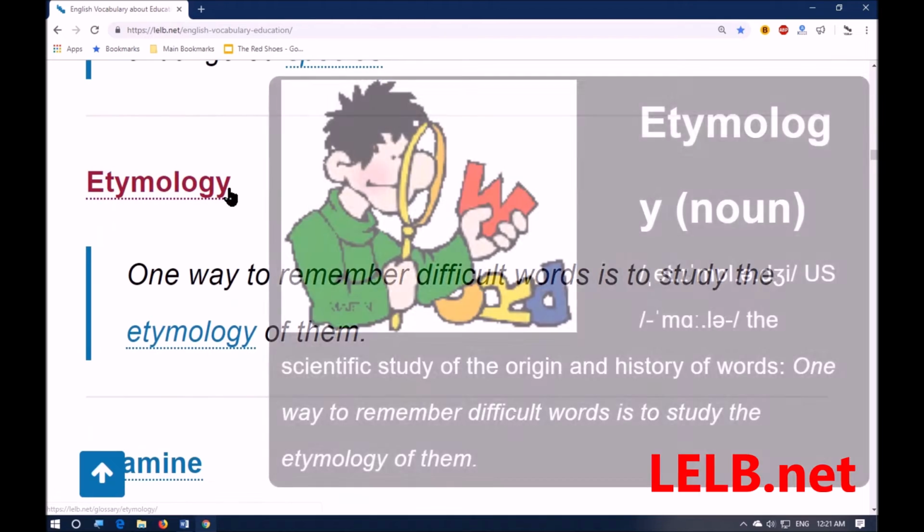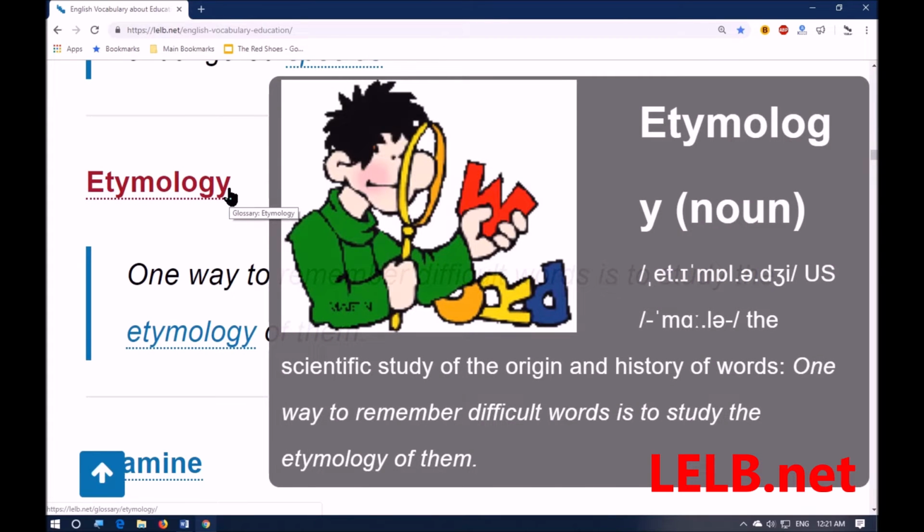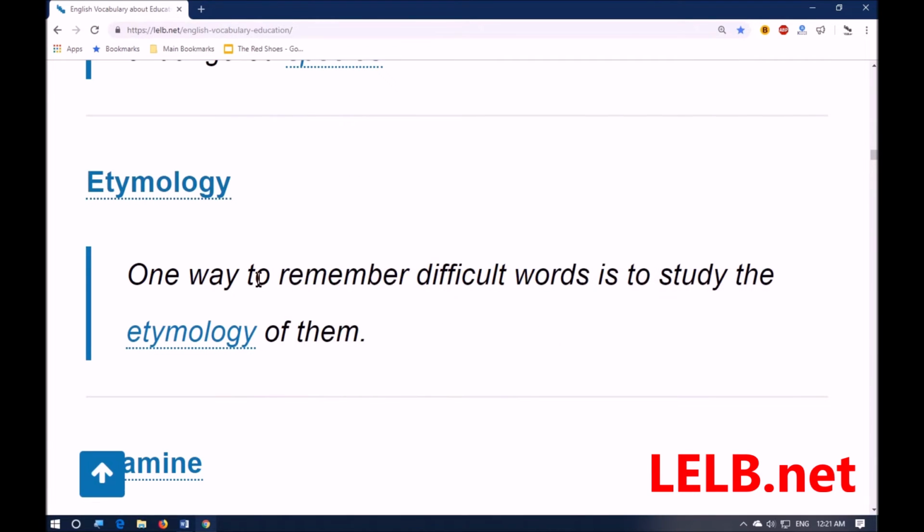Etymology: the scientific study of the origin and history of words. One way to remember difficult words is to study the etymology of them. This is good to retain the word almost forever.